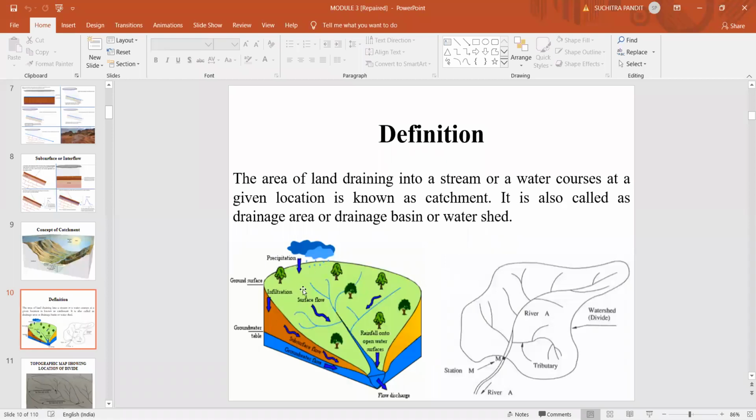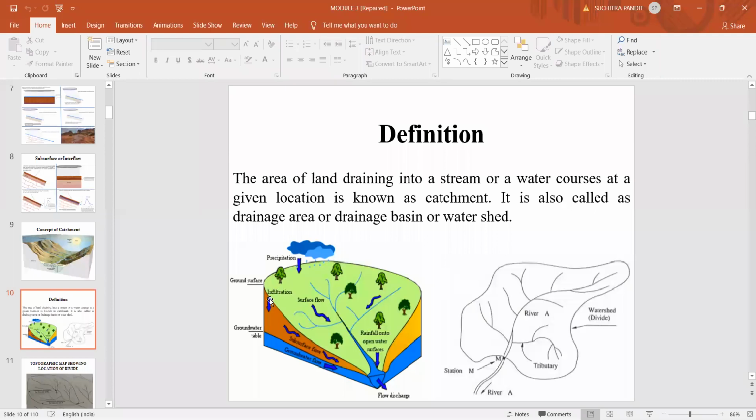Here precipitation takes place, and here you have the forest vegetation. You have a main natural stream, and to this main natural stream you have small tributaries, which finally join the main stream. Whatever precipitation takes place, some portion of the water is intercepted by the forest vegetation and returned back to the atmosphere.